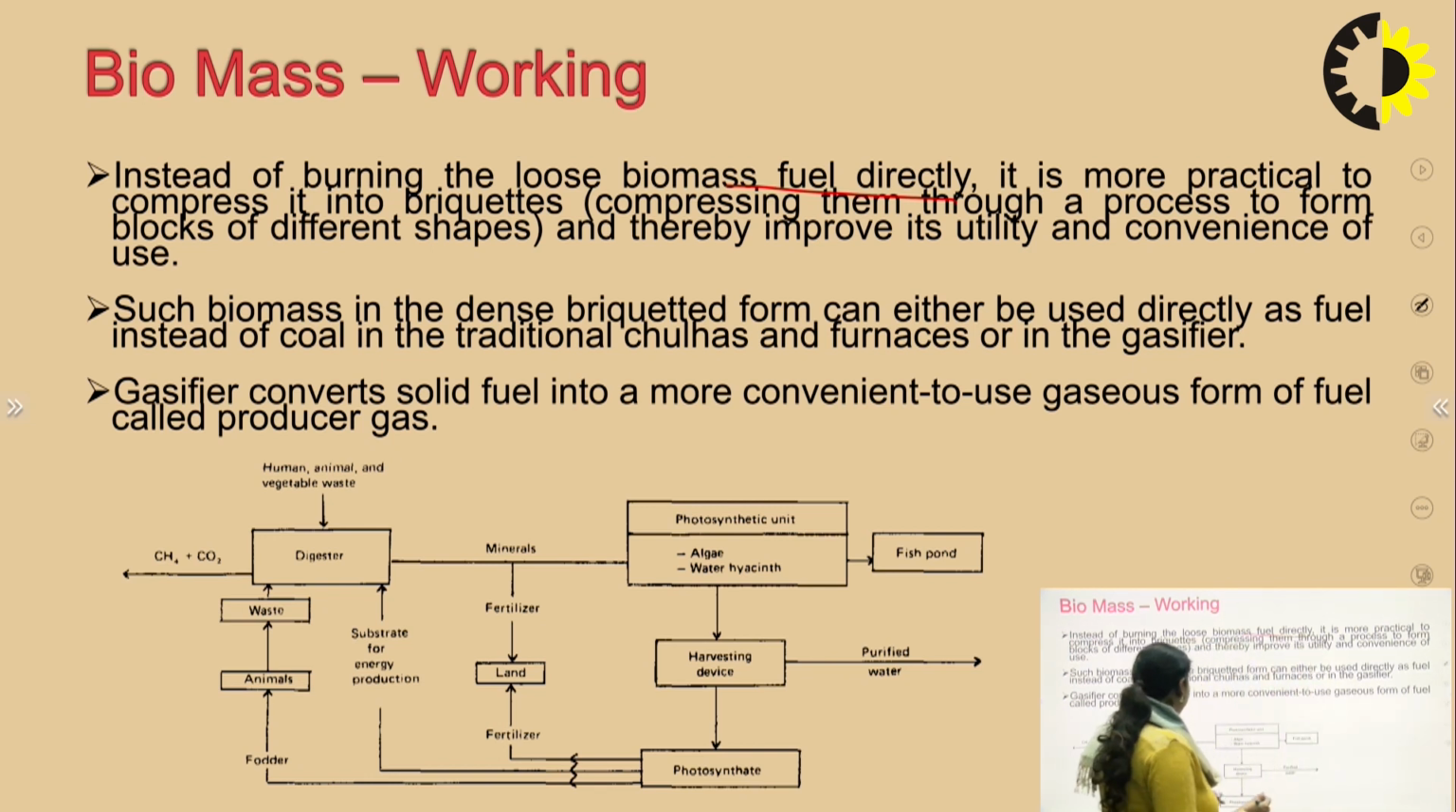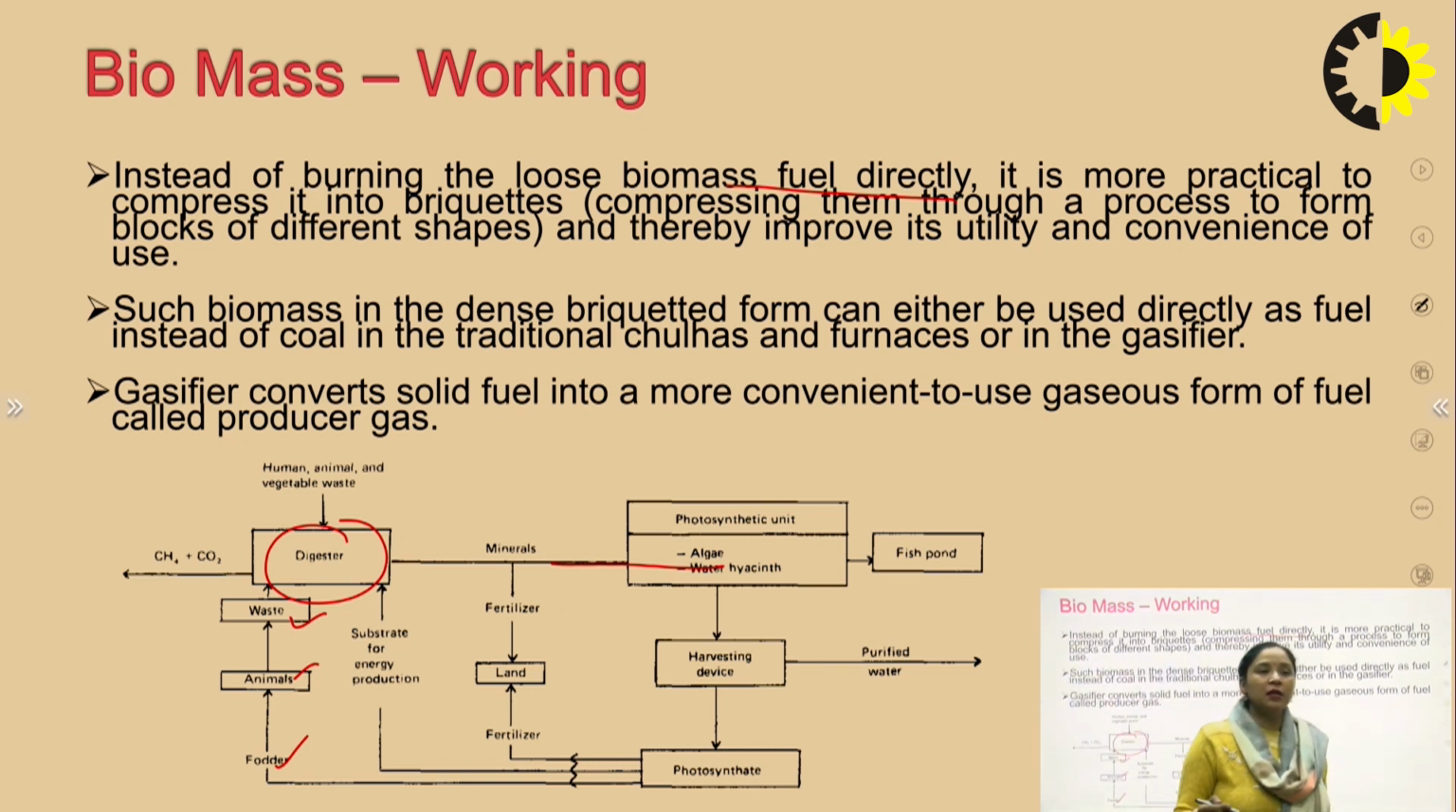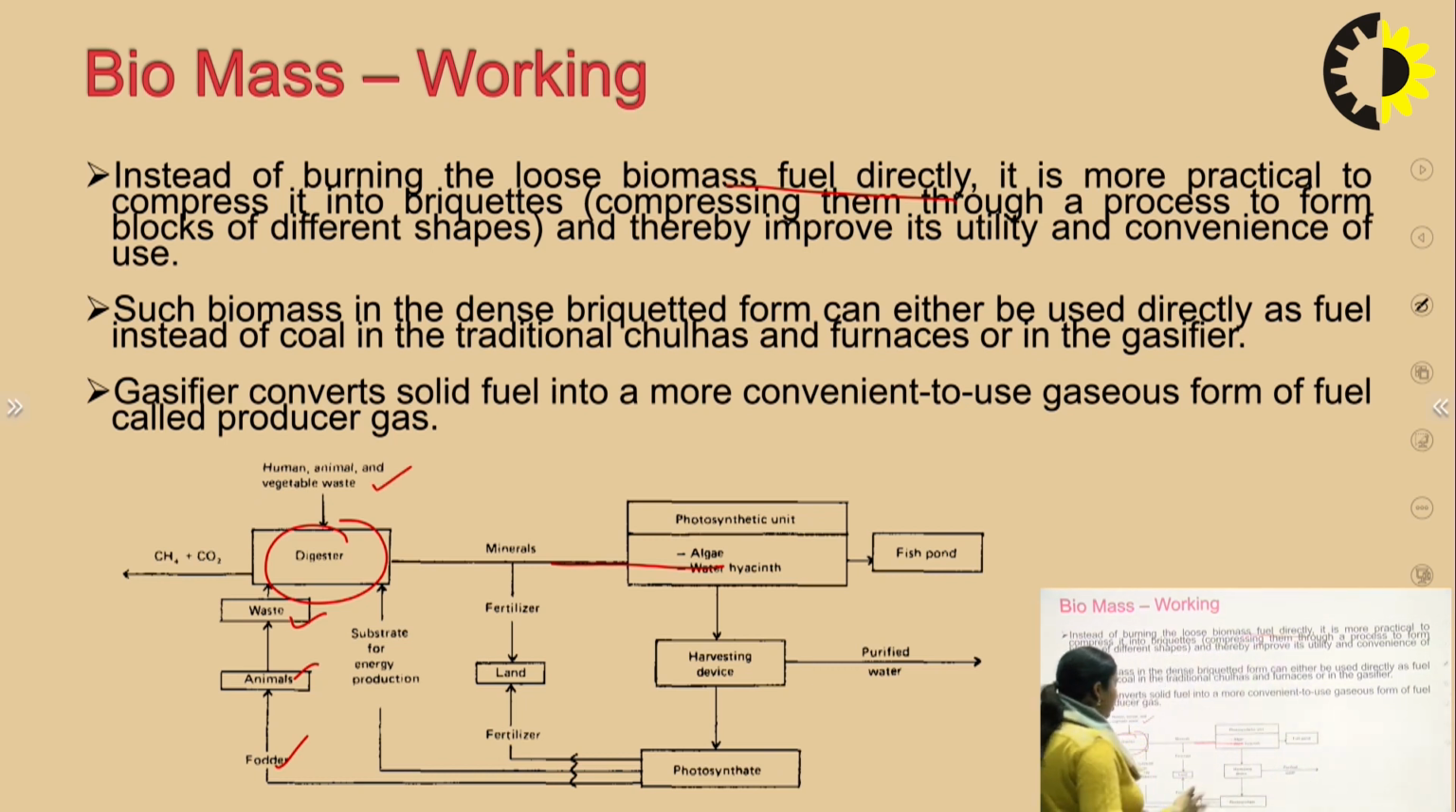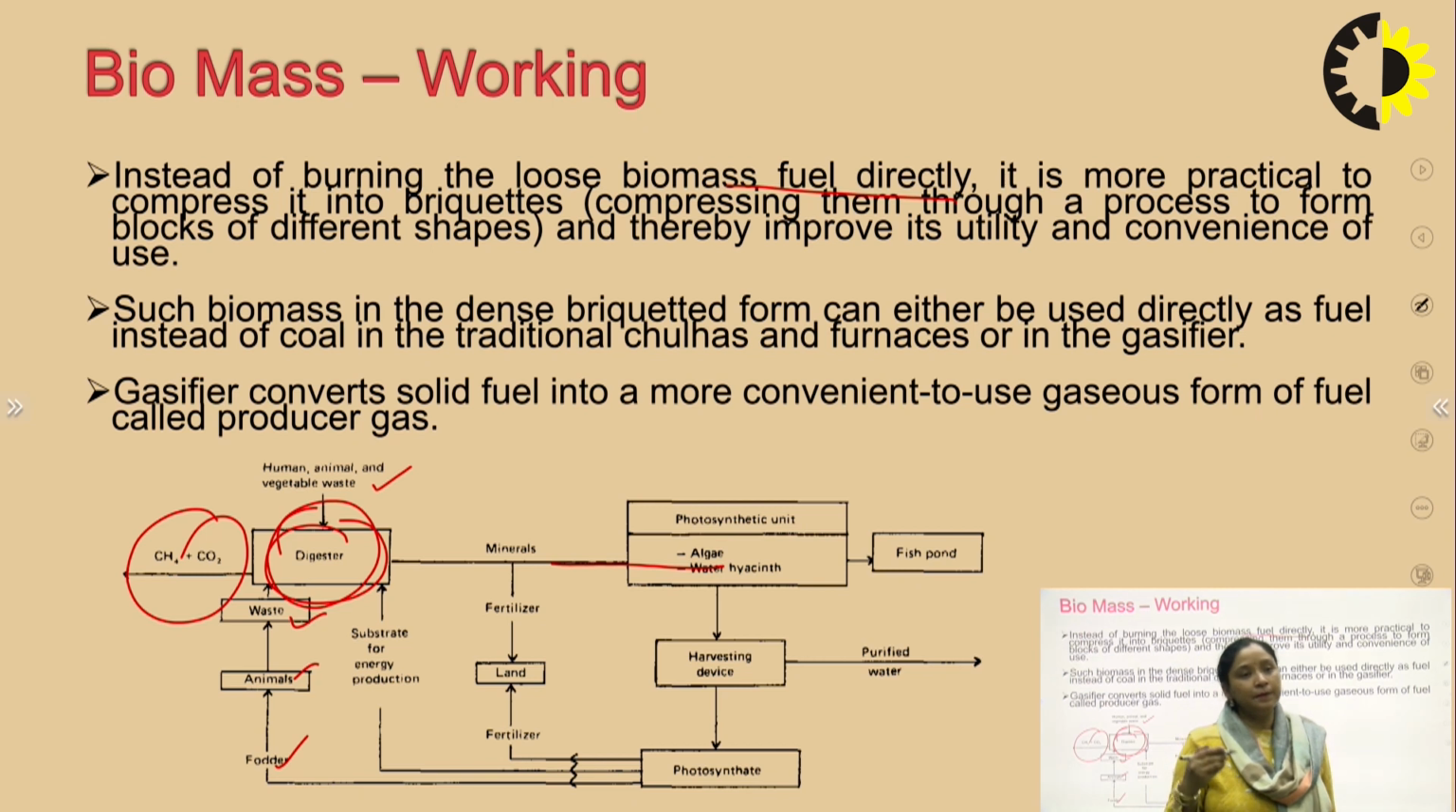The gasifier, here we can see, has a major component that is known as the digester. In the digester, we have animal waste, fodder, algae, and water hyacinth from fish ponds, and these are all dumped into the digester, where human, animal, and vegetable waste is also there. After a few days, these create two types of gases, methane and carbon dioxide, which are further used in household work for energy generation.